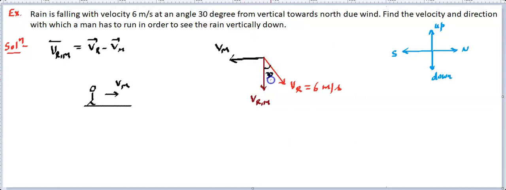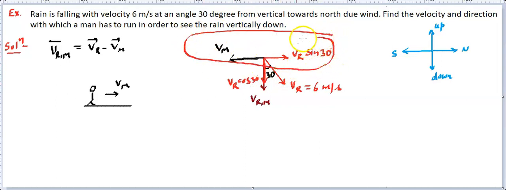We can make two components of the velocity of rain, one in the horizontal direction, another in the vertical direction. One component will come in this direction. This will become VR, velocity of rain, into sine theta. Sine theta means sine 30 degrees. Another component will come vertically downside, which is going to be VR into cos 30. Are you getting this?